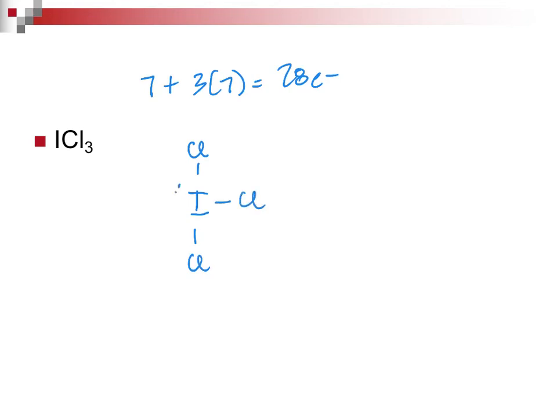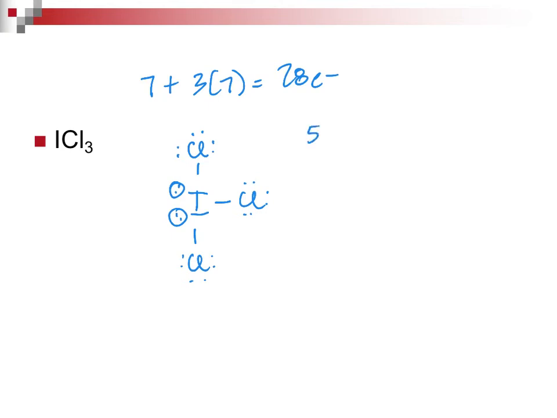Next is ICl3. 7 plus 3 times 7 is equal to a grand total of 28 electrons. And again, I am simply going to draw it. I've recorded this so many times and it just gets too long. Here's a Cl, here's a Cl, here's a Cl, and there are my 2 lone pairs. So work it out. Make sure you can account for these 24 electrons.